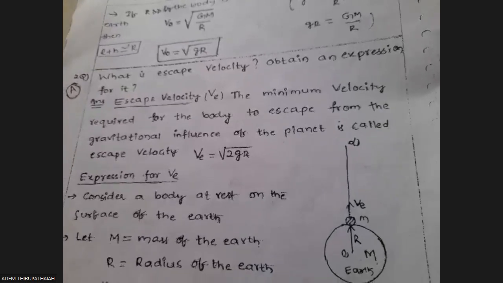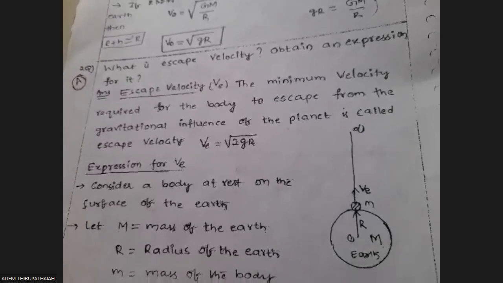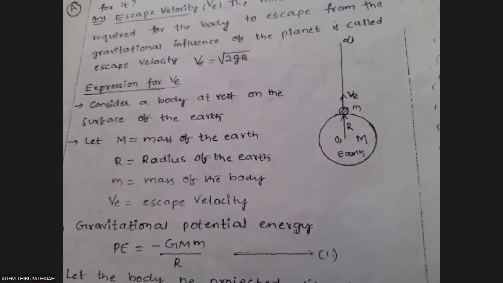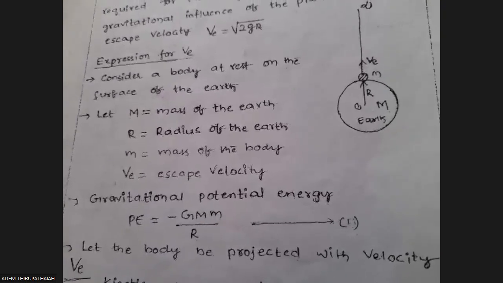Once again, what is the escape velocity definition? The minimum velocity required for the body to escape from the gravitational influence of the planet is called escape velocity. Observe the diagram and explain the diagram: capital M, small m, V.